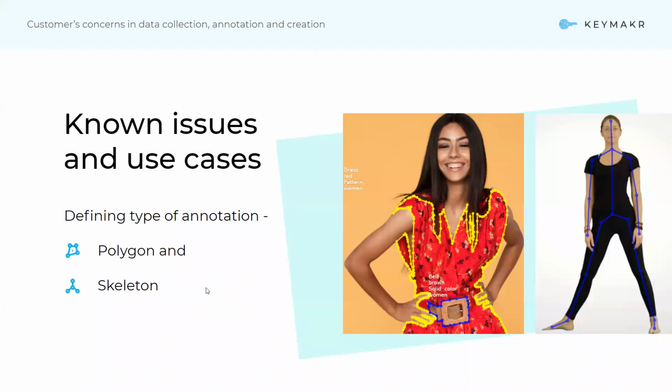Another, almost the last one, for the annotation types to cover, or the combination of those, are these two girls right there. So here, as you see, we have polygon and a skeleton. Now, talking about polygon or skeleton or any type of annotation brings us into the precision levels.